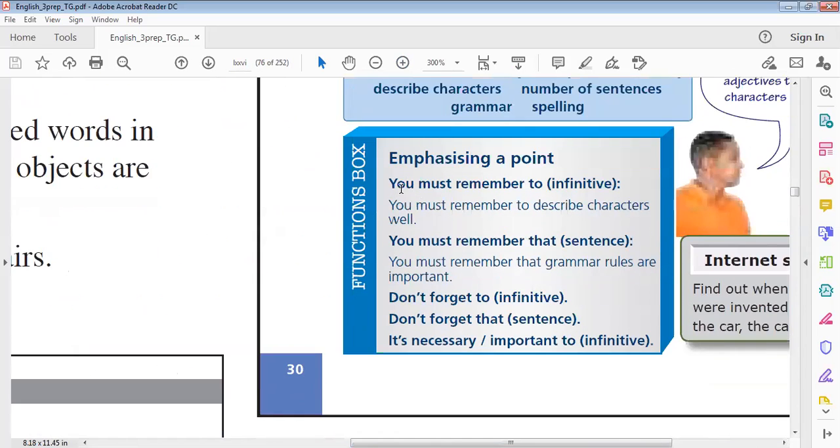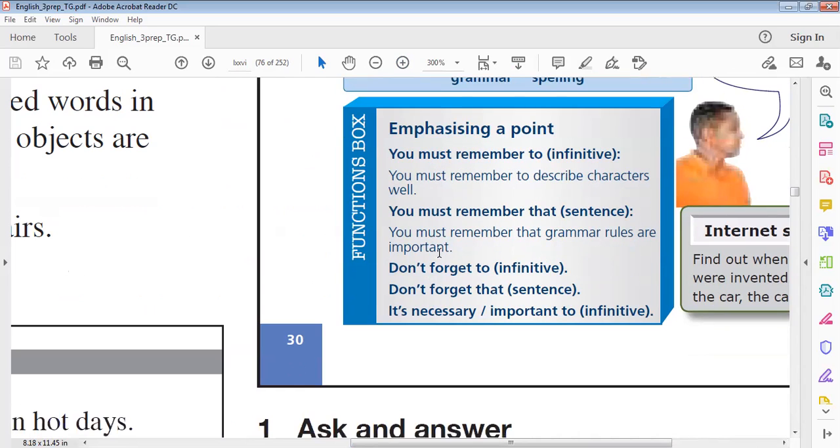The first one is that you can say you must remember to plus infinitive. You want to focus on a point by saying you must remember to describe characters well. You want to remind your friend of doing something. You'll say to him, you must remember to do your homework, and so on.